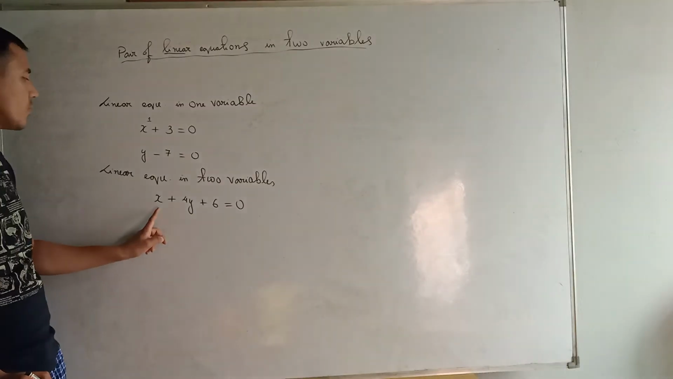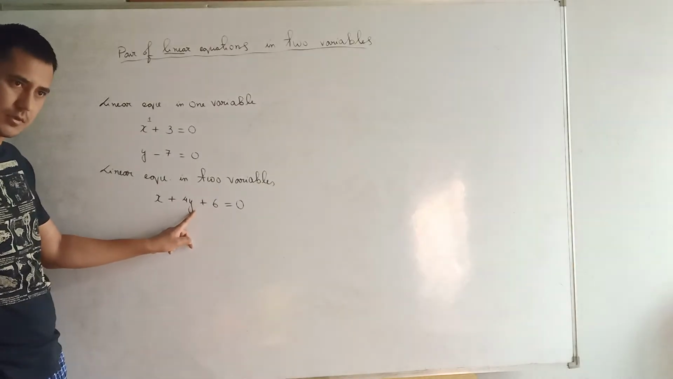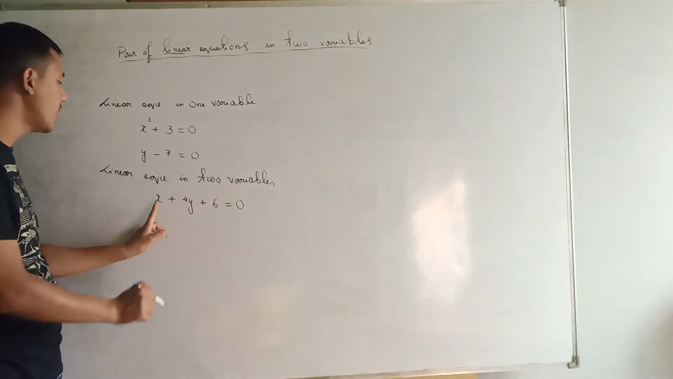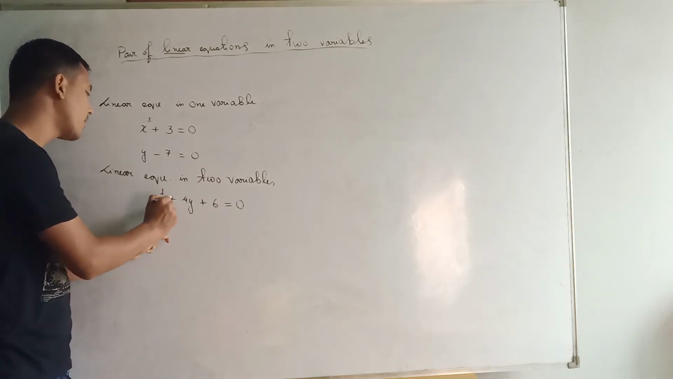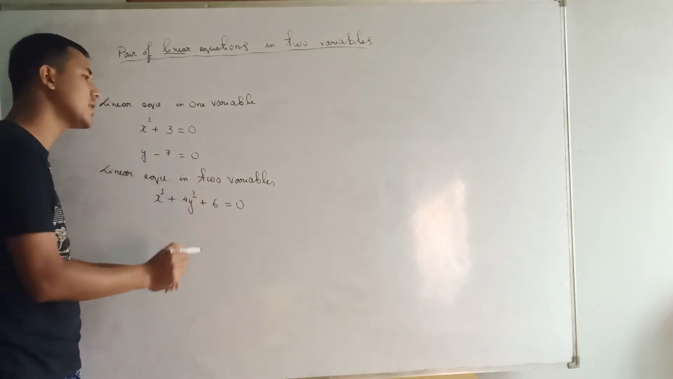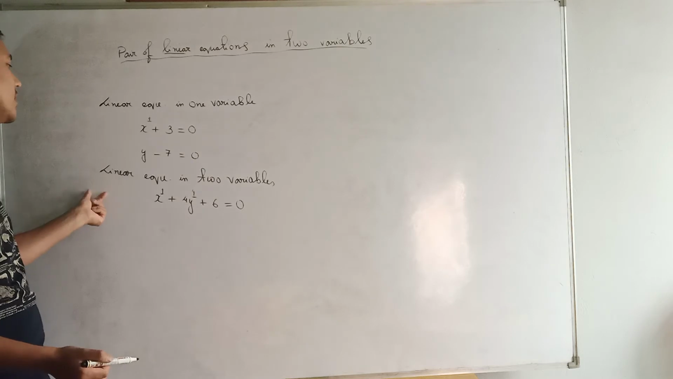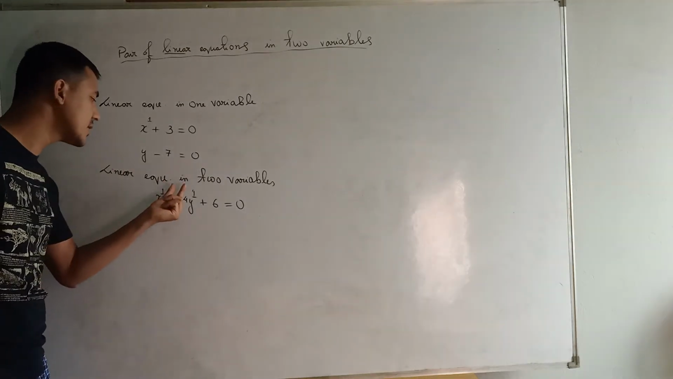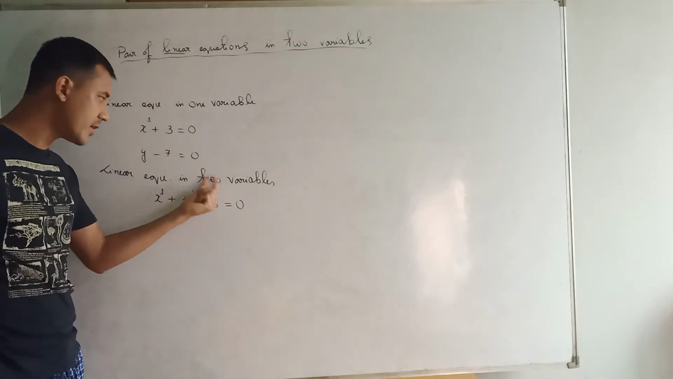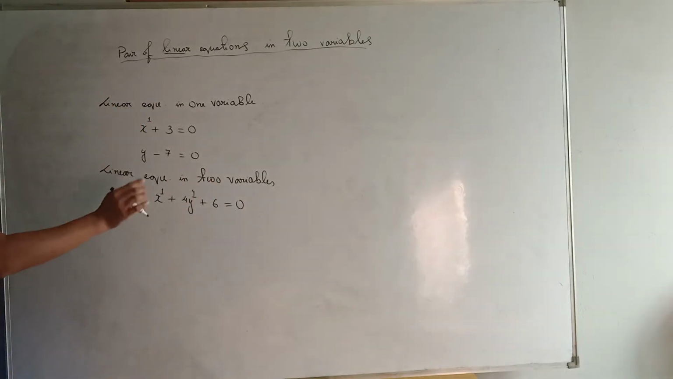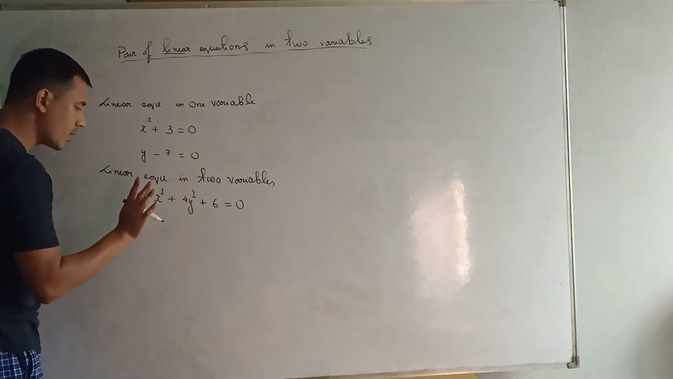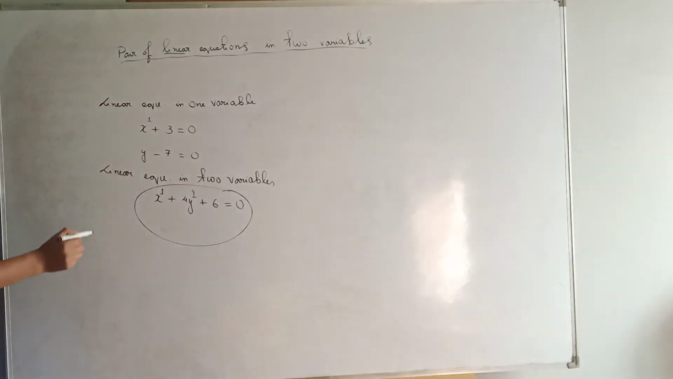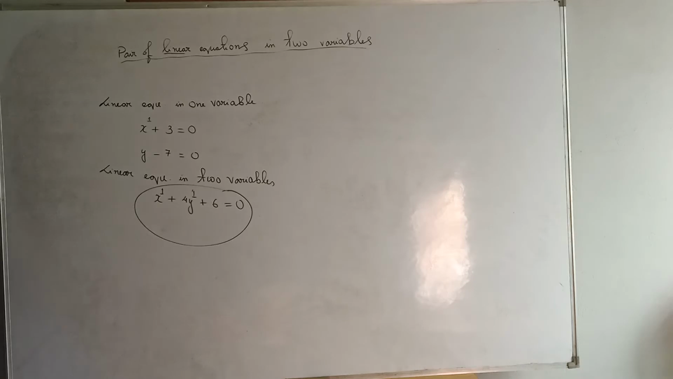In this equation we have two different types of unknown, x and y, so two variables. The power of x is 1, the power of y is also 1, so the highest power is only 1, so linear equation. We have two different kinds of unknown, x and y, so two variables, and the highest power of these variables is only 1, so linear. So this type of equations are called linear equations in two variables.